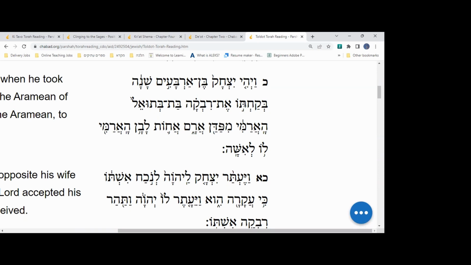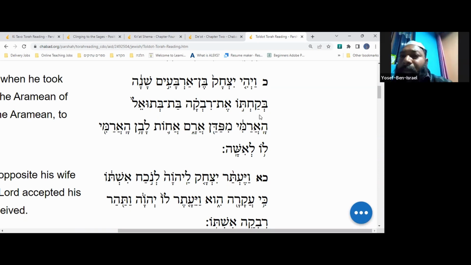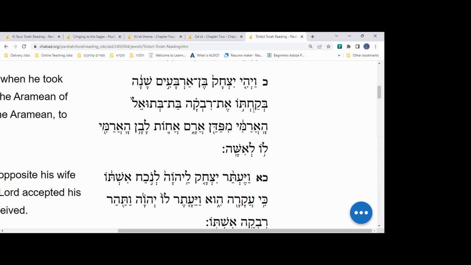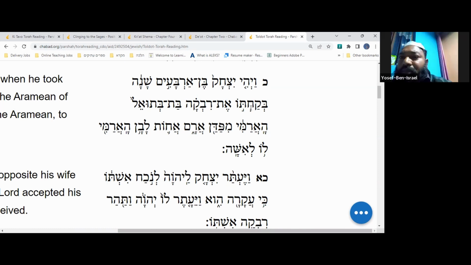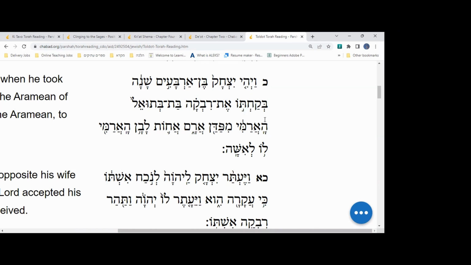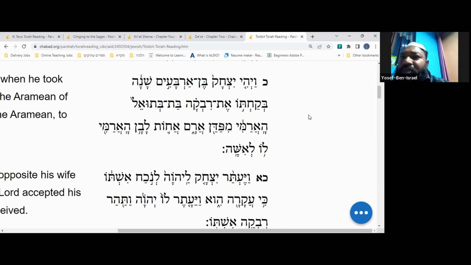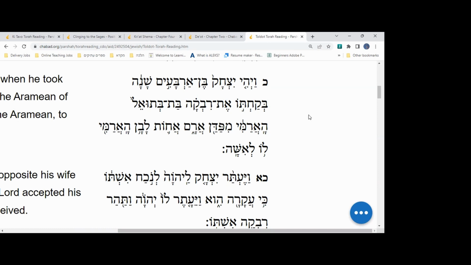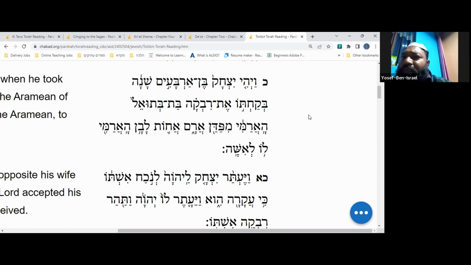But this is a silent shva. How many types of shva are there? There are two types of shva. Correct. What are they? First is, I think, a short vowel.